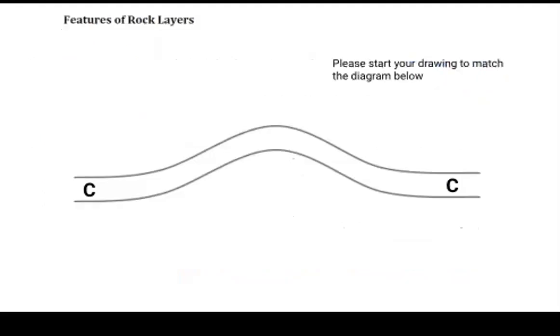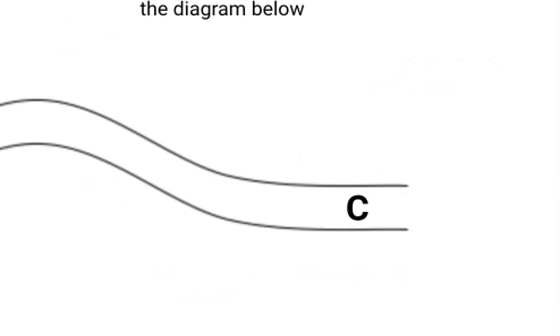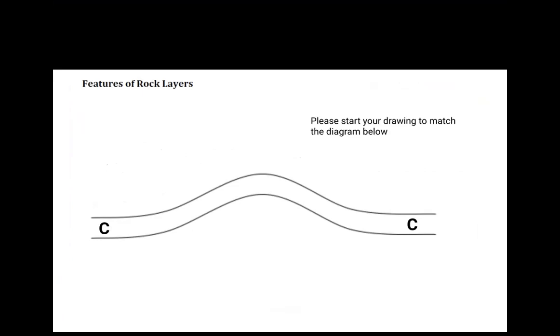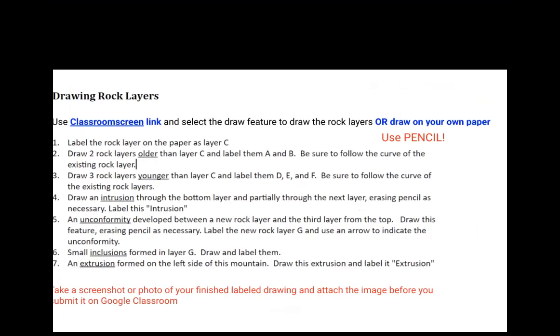Okay. So I actually need to open this up because we're going to draw, or I'm going to draw with you. Okay. Let's see. Okay. So the first step is to start with layer C. So first step, paper with layer C. Let me open this up.